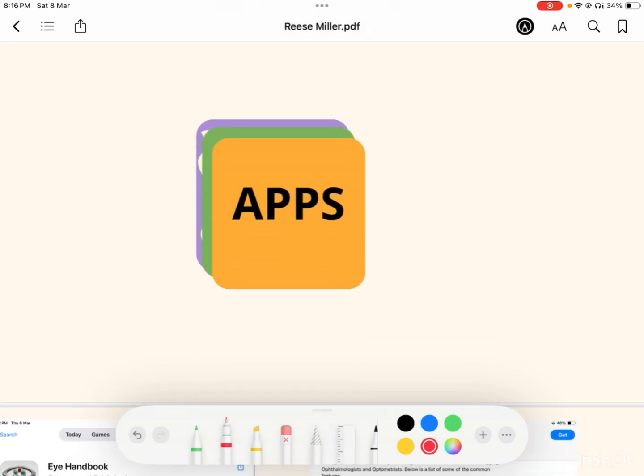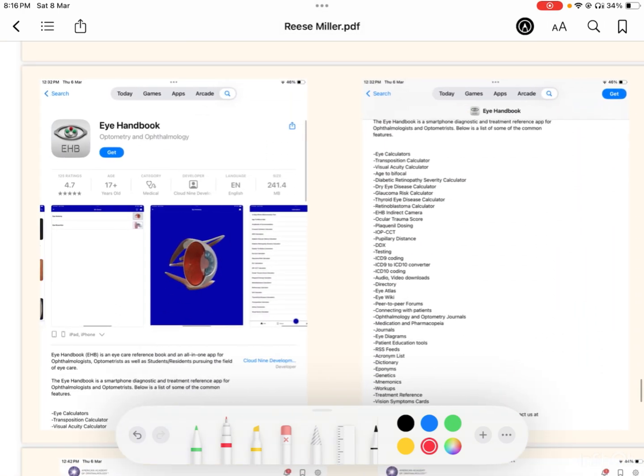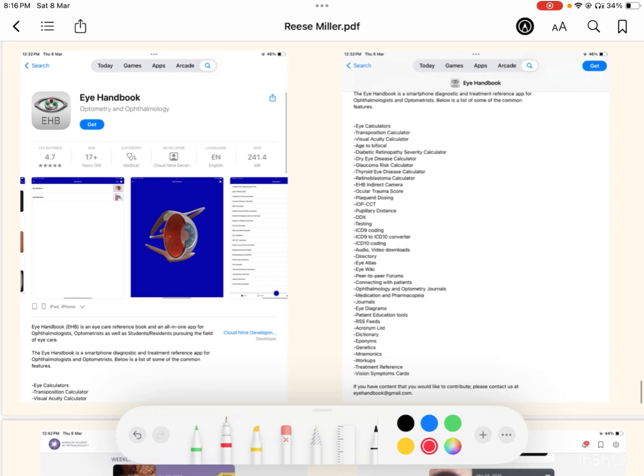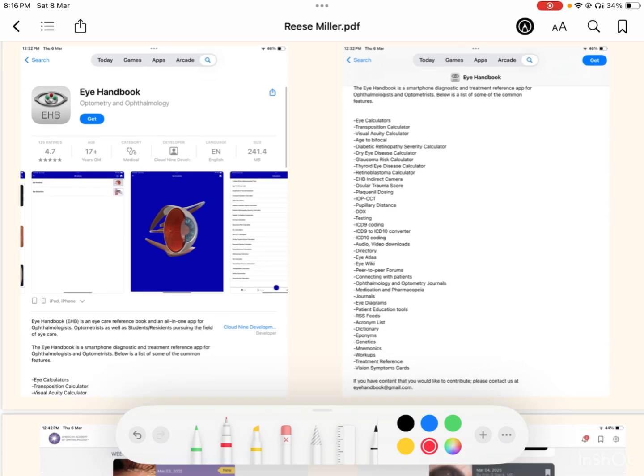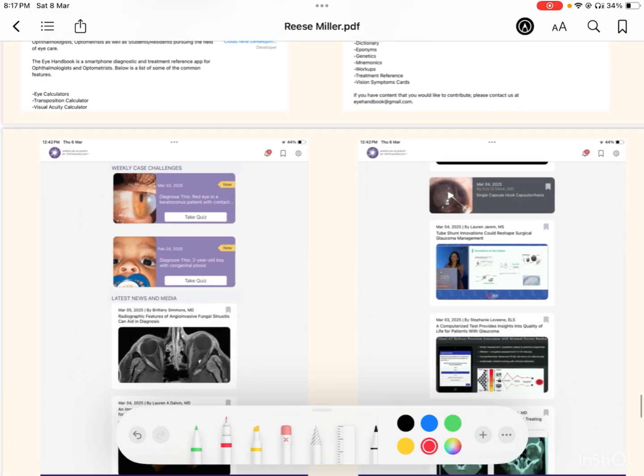And coming to a few apps which I would advise you to keep handy is the Eye Handbook. It has all of these things: the eye calculator, transposition, visual acuity calculator, dry eye disease calculator, glaucoma risk, thyroid. So a lot of things that you need to commit to memory are in this. So you can just refer to this, download this, and keep it with you as and when you need it.